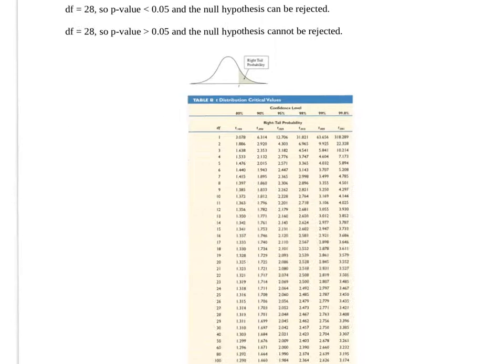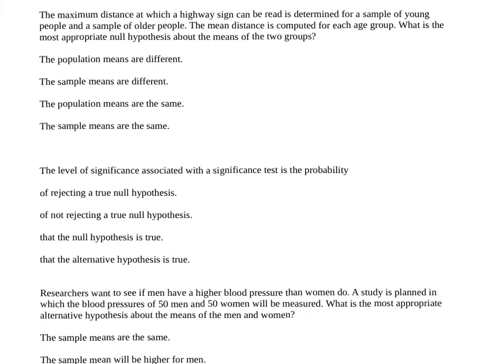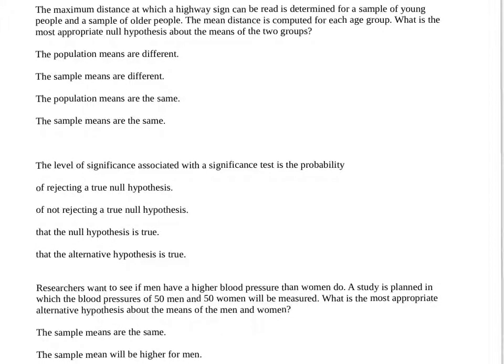So, the second question. Now we're talking about the maximum distance at which a highway sign can be read. Okay? So, it's determined that for a sample of young people and a sample of old people, we have this value. Young people can probably see the sign further away because their eyesight, on average, is probably better, right? So they could probably see it at 100 feet, whereas older people maybe can only see it at like 60 feet, something like that. Just to give you an idea of what we're talking about.